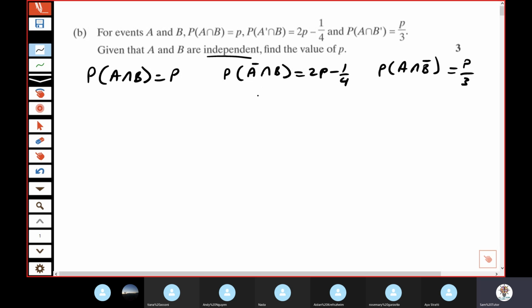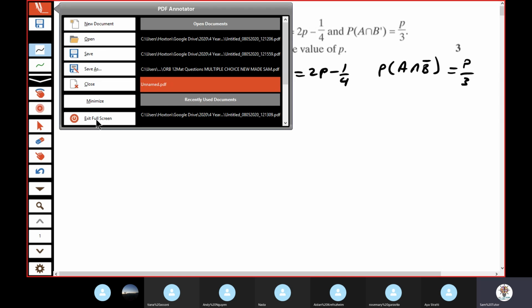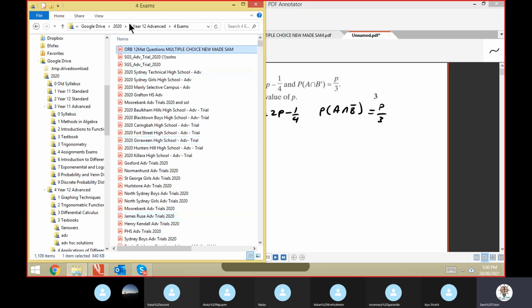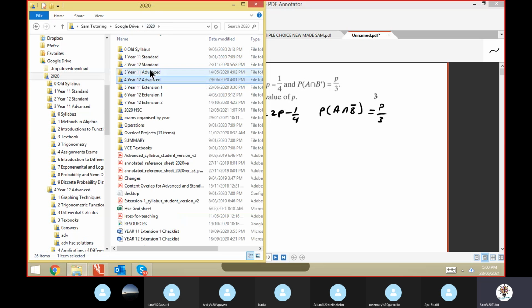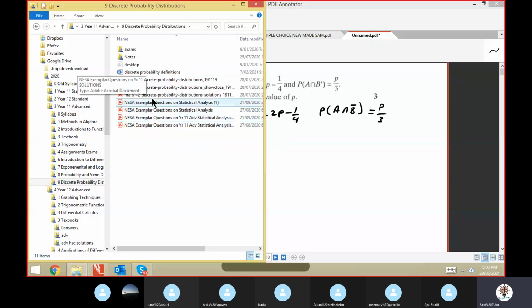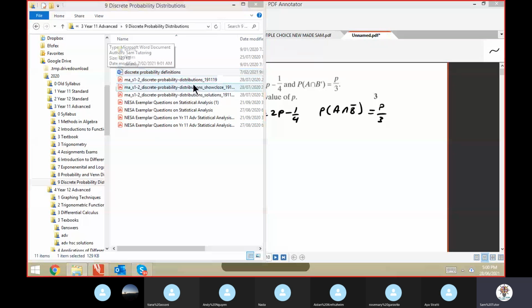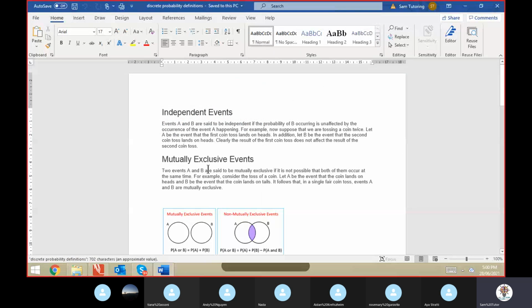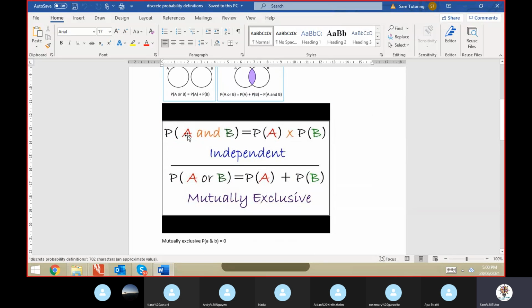Independent, what did we say again? What did we say with independent? Can someone remind me, if they know it? No? You guys should be pretty familiar with these by now. Independent. All right, probability of A and B is equal to probability of A times probability of B.